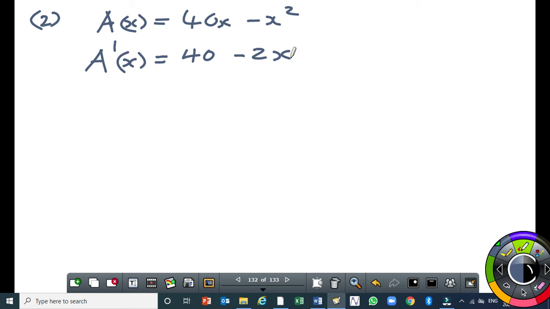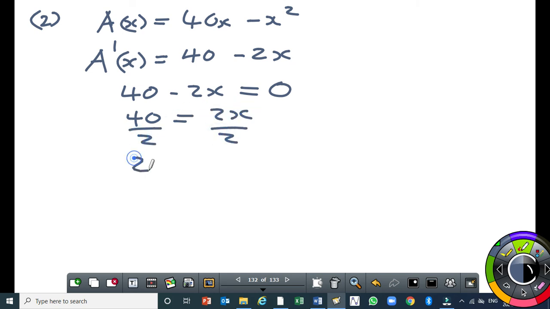Alright? Then, what's the next thing? Equate the derivative to what? 0. So we'll get 40 minus 2x equal to 0. In an exam, you will get a mark for finding the derivative and for equating it to 0. Alright? Then, that's a grade 8 equation. So 40 will be equal to 2x, then you divide both sides by 2, you get 20 equal to x. 20 equal to x means that our breadth is going to be equal to what? To 20 meters.